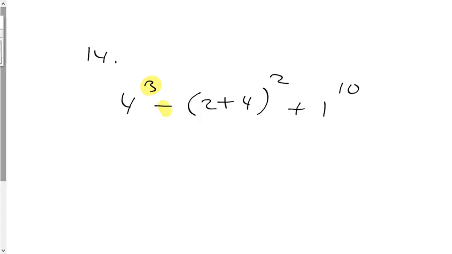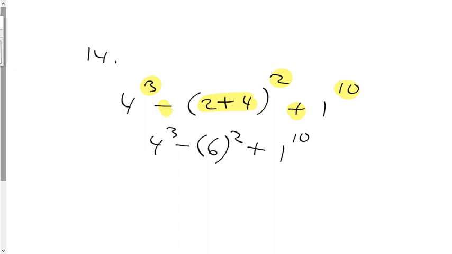Question 14 says 4 cubed minus 2 plus 4 in brackets squared plus 1 to the 10th. So here, for BEDMAS, we have an exponent, we have a subtraction, we have brackets, because there's something inside there. We have an exponent, we have an addition, and we have an exponent. We have a lot of stuff going on here. The first thing we do in BEDMAS is our brackets, so technically, my next line will look like 4 cubed minus 6 squared. You can keep your 6 in brackets, plus 1 to the 10th.